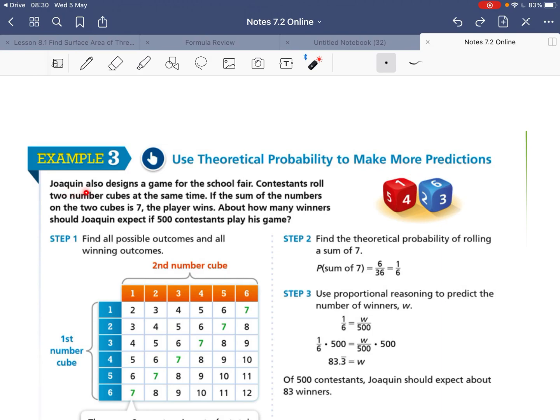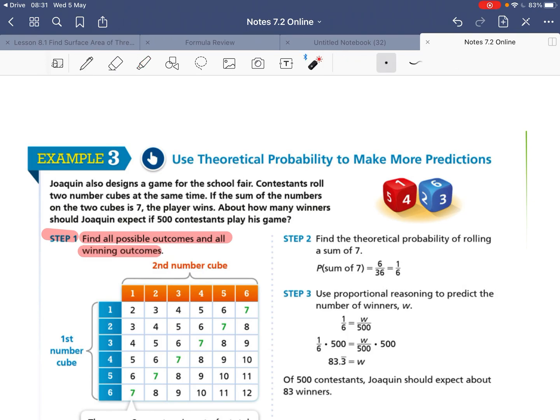So Joaquin also designs a game for the school fair. Contestants roll 2 number cubes at the same time. If the sum of the numbers on the 2 cubes is 7, the player wins. About how many winners does Joaquin expect if 500 contestants play? So the key here is to look at all the possible outcomes.